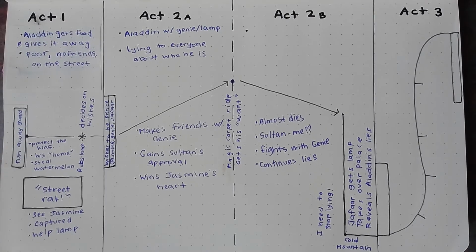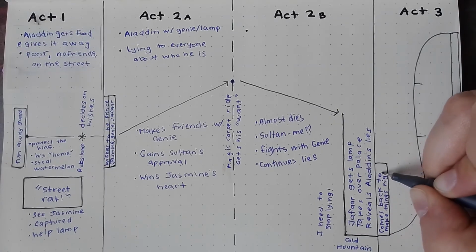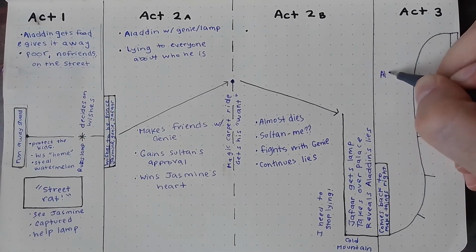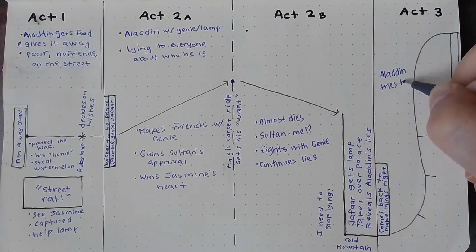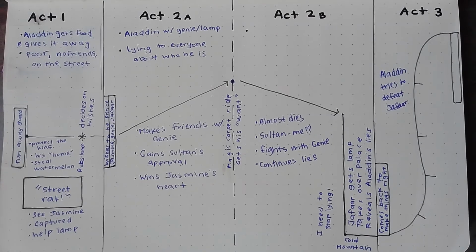The first beat is Break into 3, where your main character proactively moves into Act 3. Aladdin does this when he comes back to the palace to make things right. The next beat is the finale, or the Storm the Castle. Aladdin's Storm the Castle is trying to defeat Jafar and free Jasmine and the Sultan. Storm the Castle is broken up into 5 subbeats.